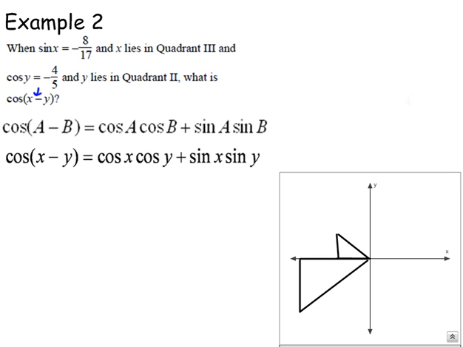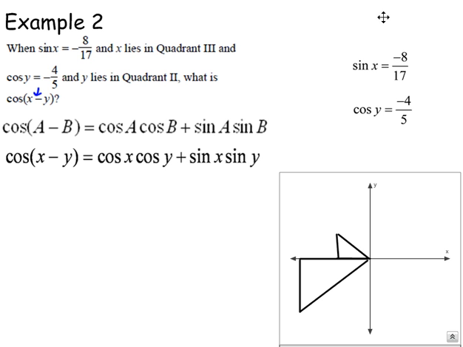Okay, so now, for me to substitute into this formula, I need to know what the cosine of x is. I need to know what the cosine of y is. I need to know the sine of x, and I need to know the sine of y. From the problem, I know the sine of x is -8/17. And I know that the cosine of y is -4/5. So those were given to me, okay? They were given to me here. I didn't need to go in my chart to find them.